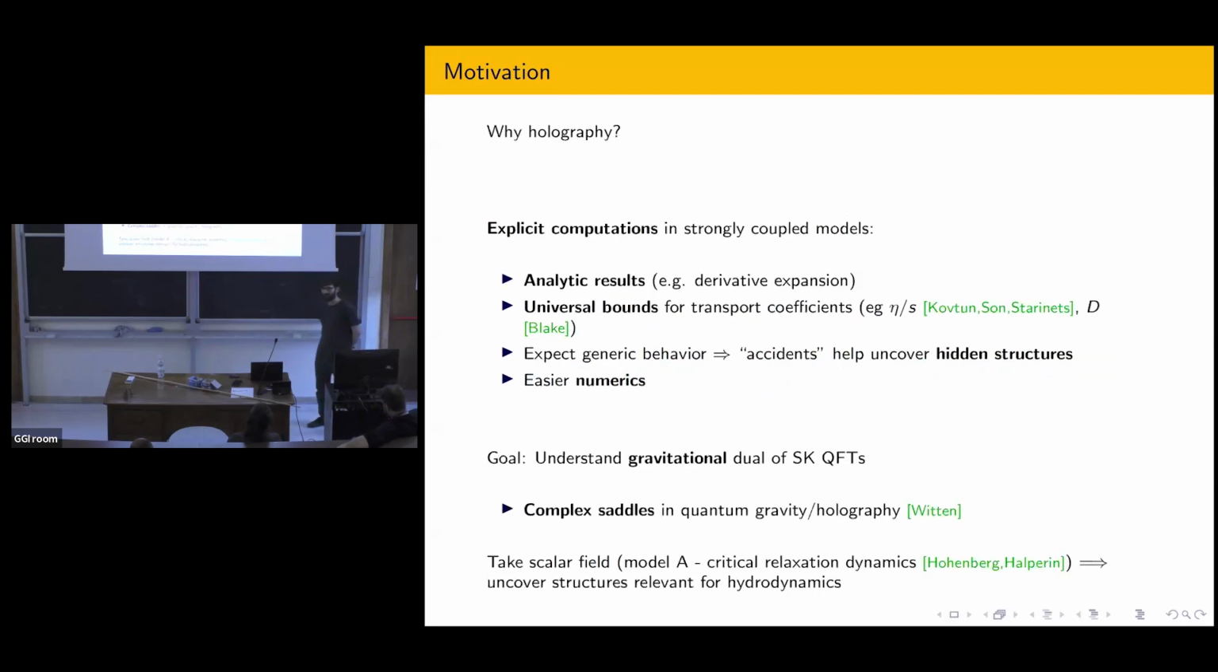Now let us ask why we want to do holography with that. Of course, as we all know, holography is very useful because it allows us to do explicit computations in strongly coupled models, which are not amenable to other techniques usually. So we can have analytic results, for example, in derivative expansions. We can find universal bounds for central transport coefficients of hydrodynamics, for example, the shear viscosity to entropy ratio and certain diffusivities. And these bounds are conjectured to hold universally.